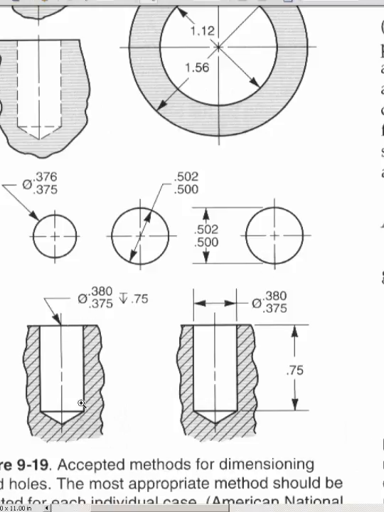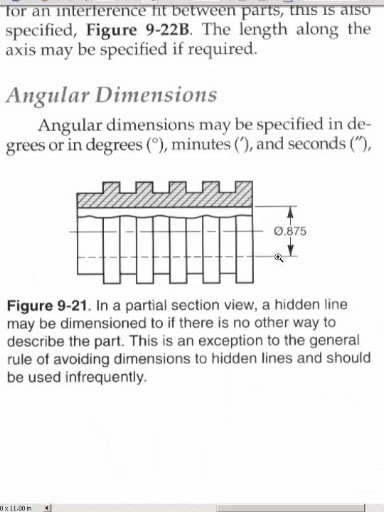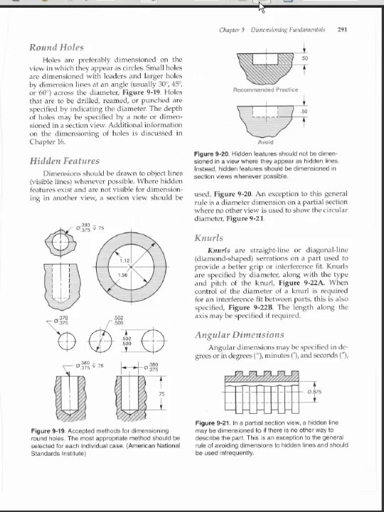See, they dimension when they have section views. So, your first priority is don't dimension to a hidden line. If you get wanting to, draw a section and dimension the section. If you have to, then you can use a partial section view and use it in this format. Okay? But for the most part, don't dimension to a hidden line is the rule here.